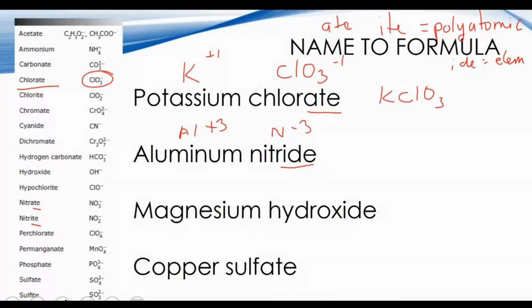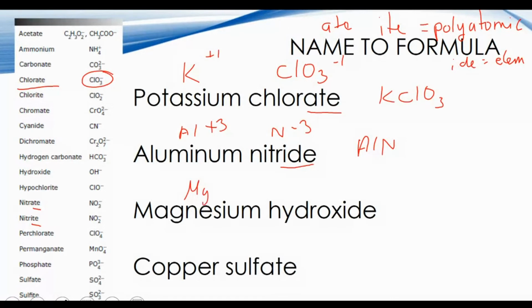So because these 2 oxidation numbers are going to cancel out and equal 0, we can then assume that you just have 1 aluminum and 1 nitrogen. So its formula would be AlN. Let's look at another example.